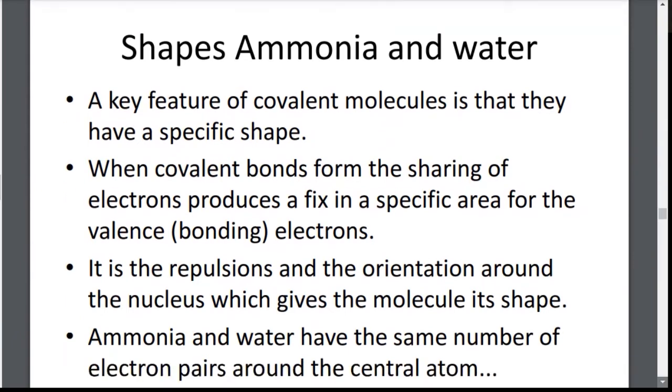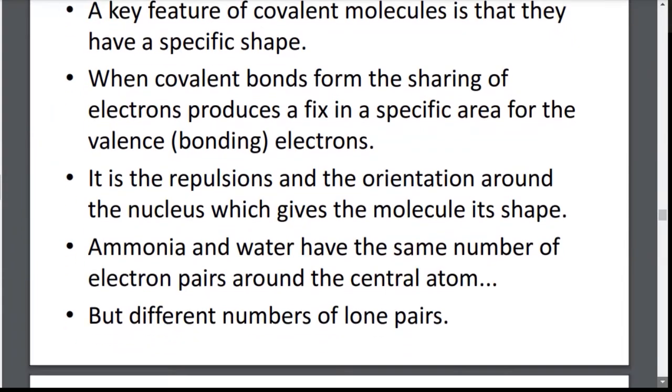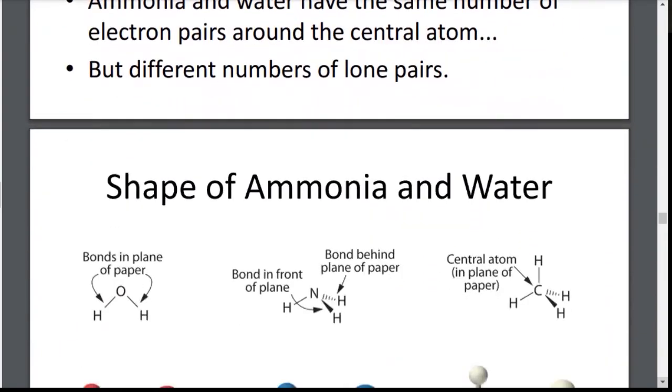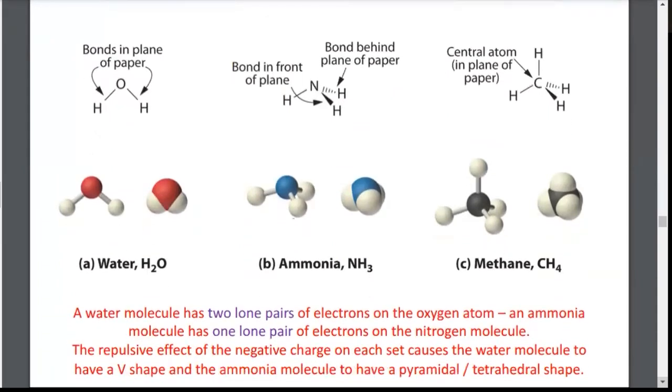Ammonia and water have the same number of electron pairs around the central atom, but they have different numbers of lone pairs. In the shape of ammonia and water, what we have is this. A water molecule has two lone pairs on the oxygen atom, and the ammonia molecule has one lone pair on the nitrogen atom.